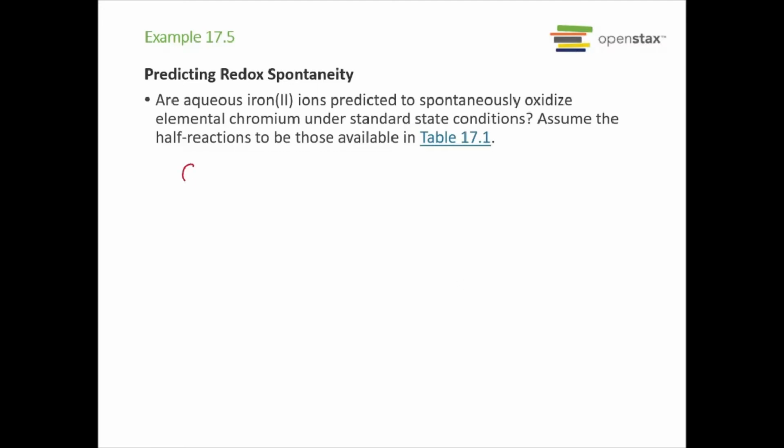So when we look at the table, the reaction should be solid chromium with iron 2+ becoming chromium 3+ and solid iron. Because we're oxidizing chromium, that means it needs to go up in oxidation number. So in this reaction, it's going from an oxidation number of 0 to an oxidation number of positive 3.